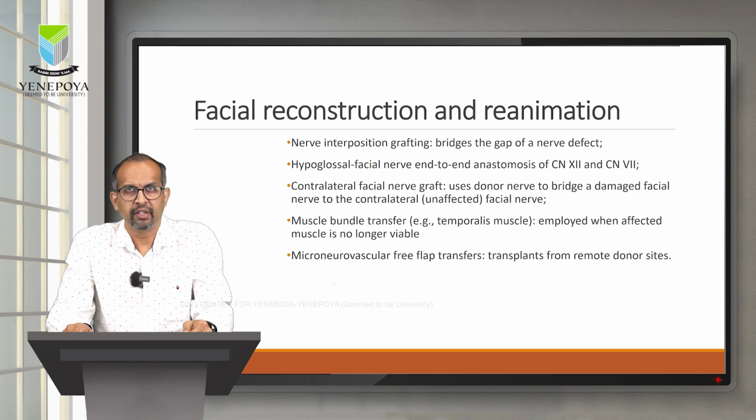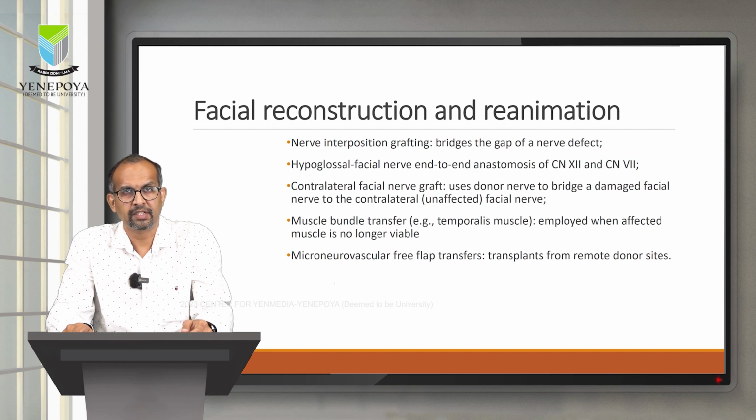Facial reconstruction or reanimation is another method of treatment where nerve interposition grafting is done, which bridges the gap in the nerve if there is a physical defect. Hypoglossal facial nerve end-to-end anastomosis of cranial nerve 12 and cranial nerve 7 is done. Contralateral facial nerve graft is also another consideration, where it uses a donor nerve to bridge a damaged facial nerve to the contralateral or unaffected facial nerve.